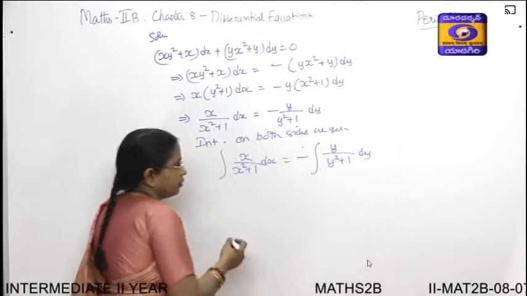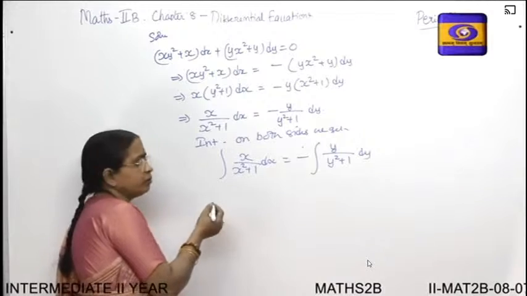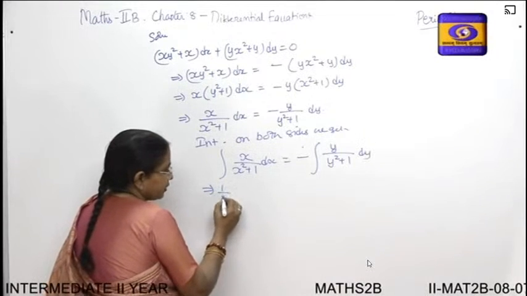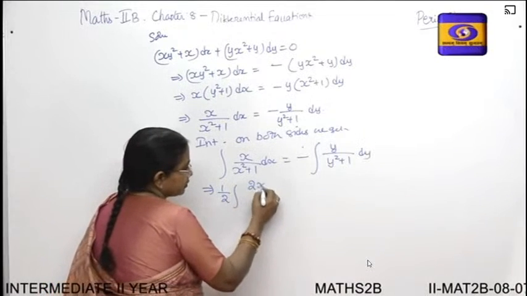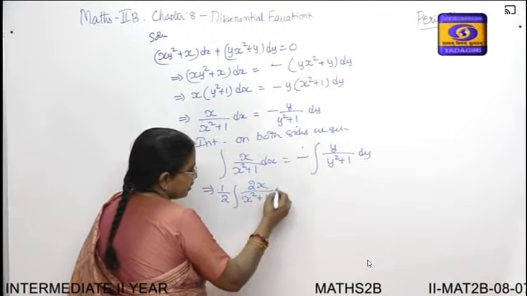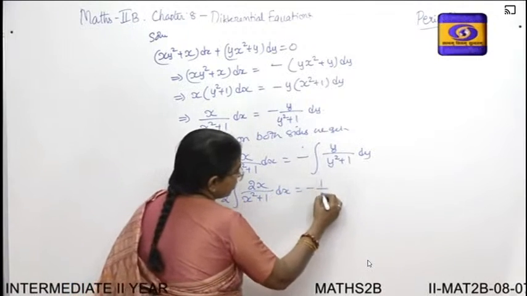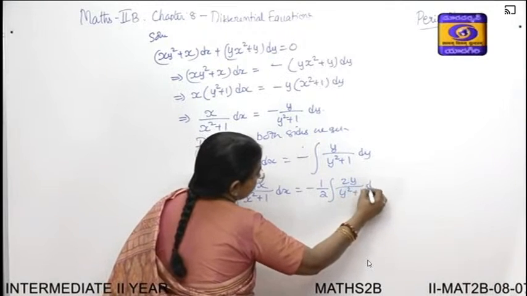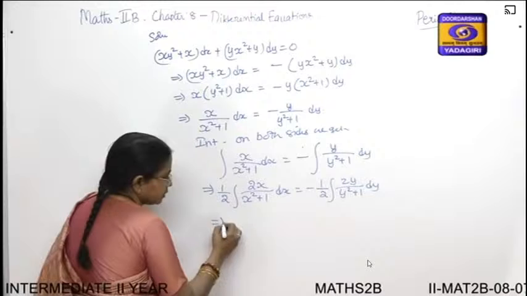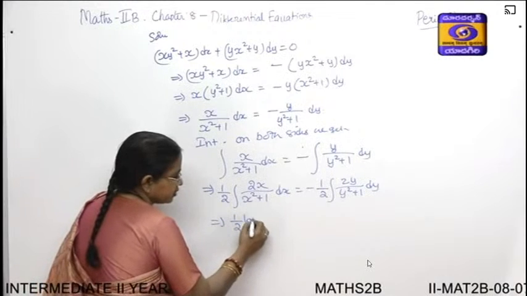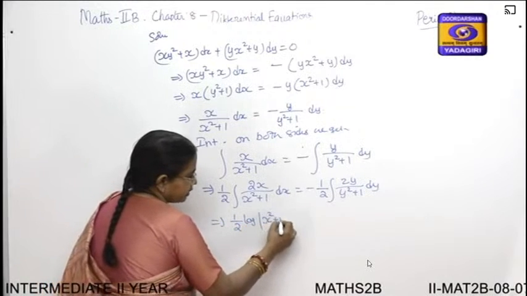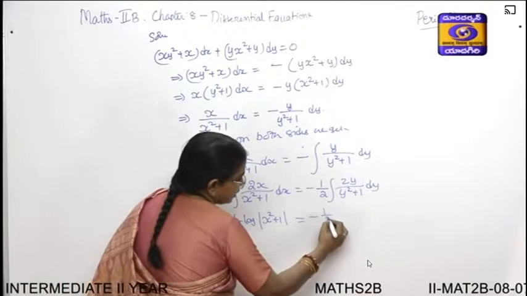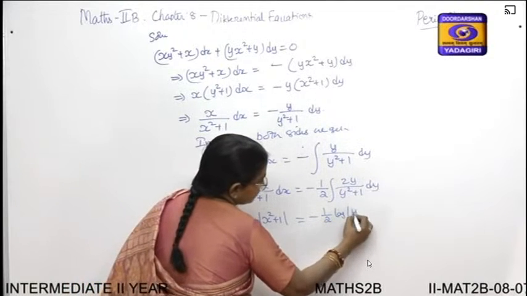So you already know, multiply and divide by 2 so that it is in the form f dash x by fx. 1 by 2 into 2x by x square plus 1 dx is equal to minus 1 by 2 into integral of 2y by y square plus 1 dy. So the integral of f dash x by fx is log fx. So log of x square plus 1 is equal to minus half into log of y square plus 1.